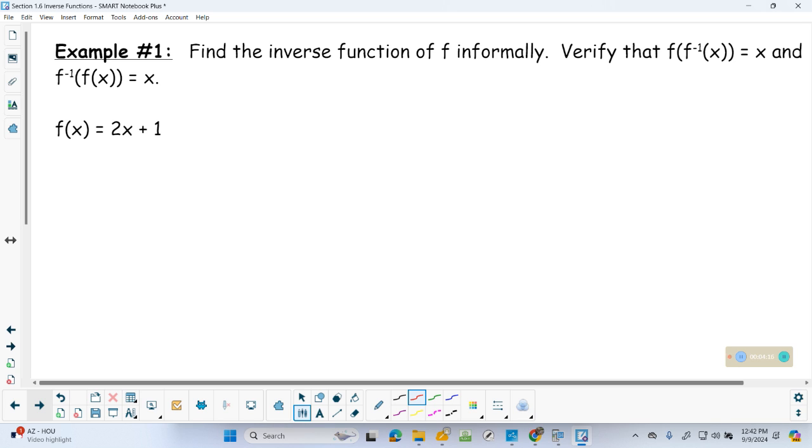So we have 3 missions here. We have to find the inverse of that. I have to do the composition, and then I have to do the composition the other direction. So here we go. Let's first start with finding the inverse.